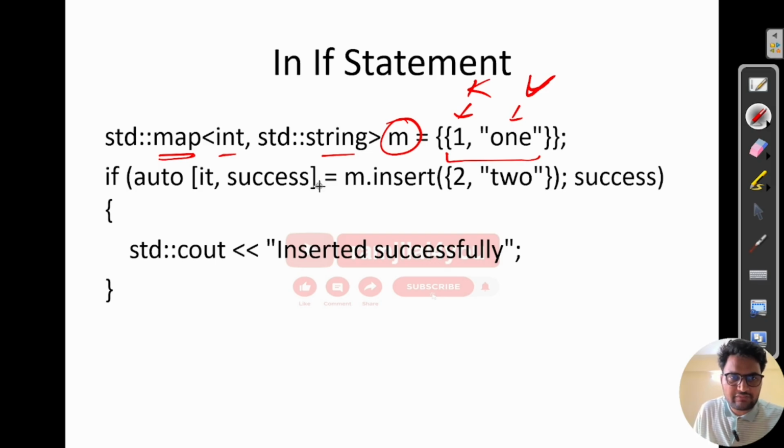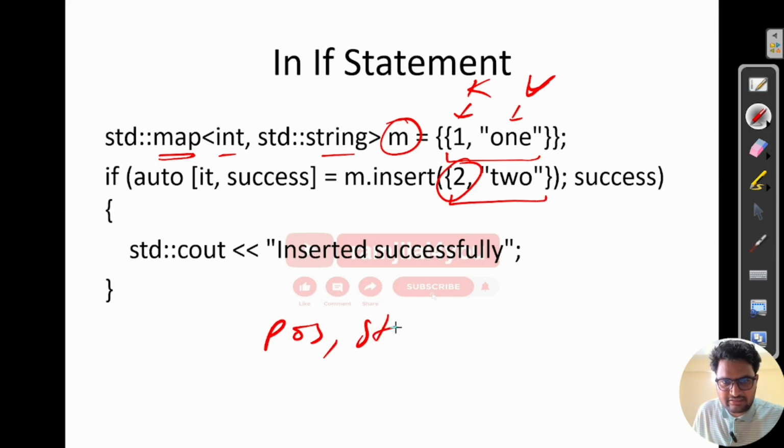So now what we are doing here, and I hope you know about the insertion operations on the map, right? This is the inbuilt function of the map, insert, and what it does basically, it takes the key value pair, and it will try to insert it into the map. If the key is already there in the map, in that case it fails, and it returns a pair. It returns a pair of the position and the status.